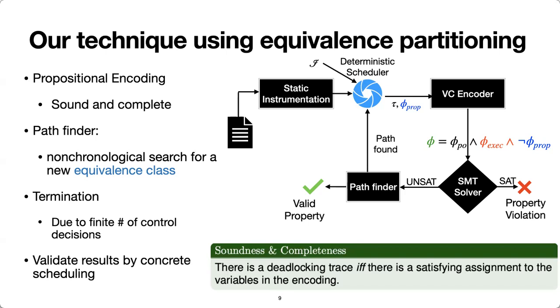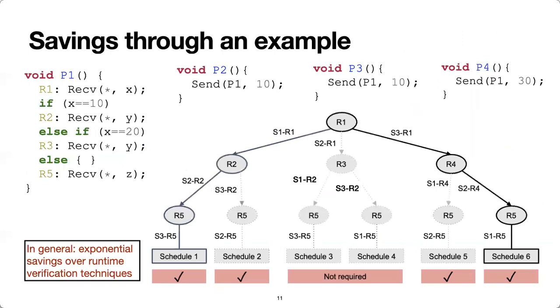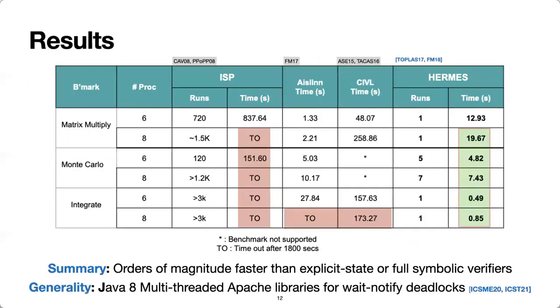Okay. Yeah. So let me not get into this propositional encoding, but quickly talk about the results. We compared with two stateless model checkers. ISP was a state-of-the-art model checker for MPI programs, and one complete symbolic verifier, CIVL. I'll draw your attention to these colored boxes, and Hermes was our tool.